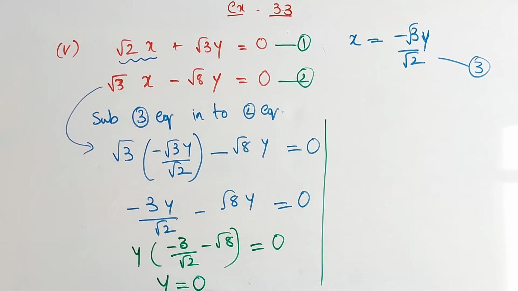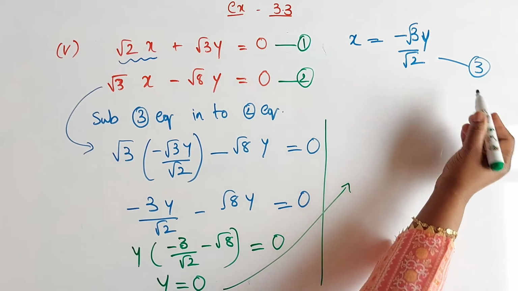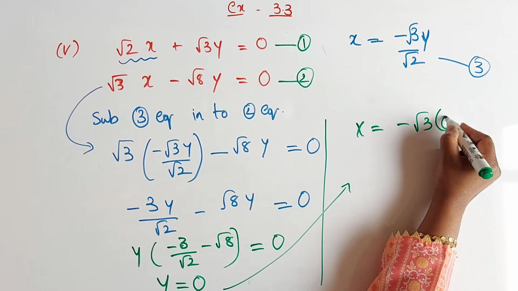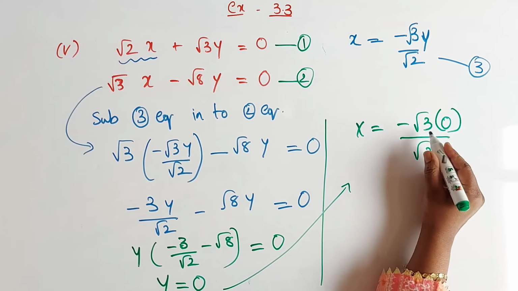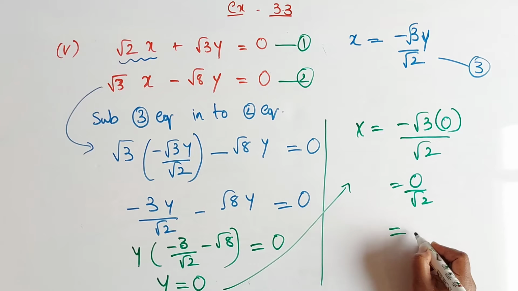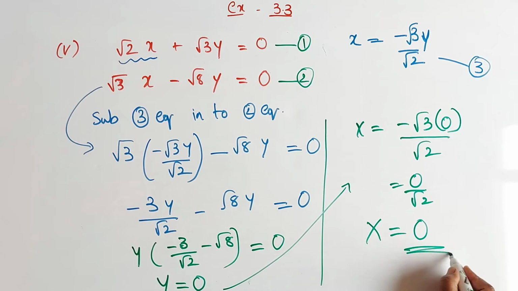Correct children? Now put y value into equation 3. x equal to minus root 3, y means 0, divided by root 2. Root 3 into 0 is 0. 0 by root 2 also 0 only. X value also 0 children. Y value is 0 and x value also 0.